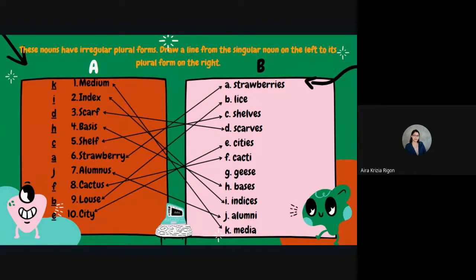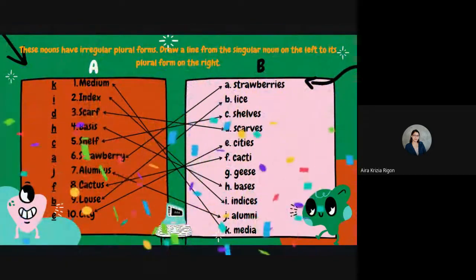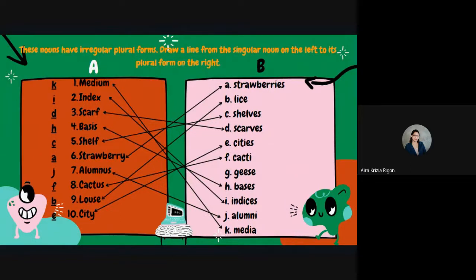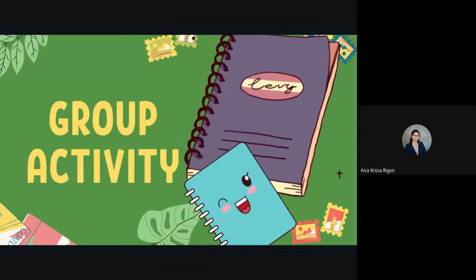Exchange your notebook with your seatmate and let's check your work. Who got the perfect score? Okay, very good. So now let's proceed to our group activity. The first group will be row 1, group 2 is row 2, and group 3 is row 3. So I will read the sentence.